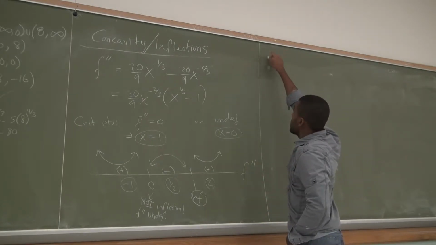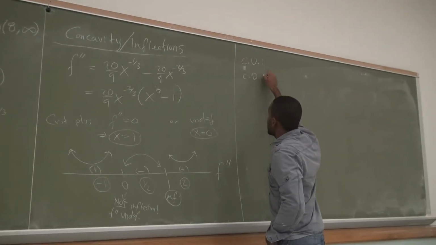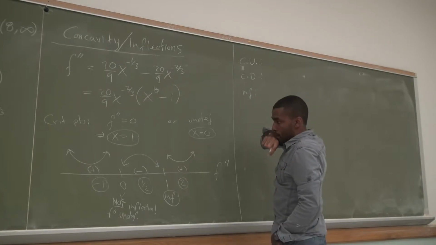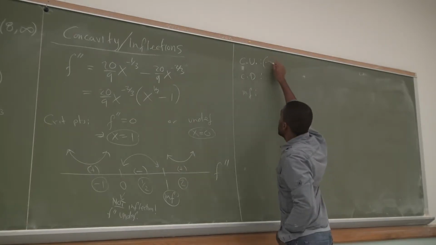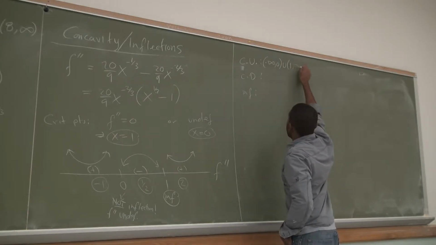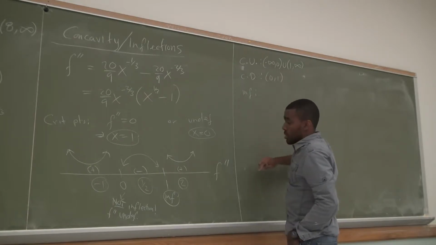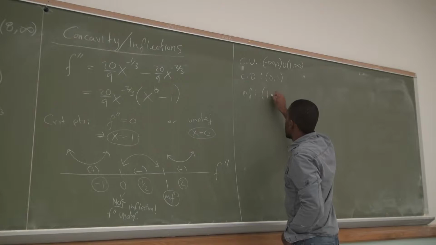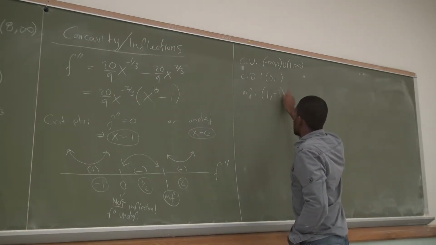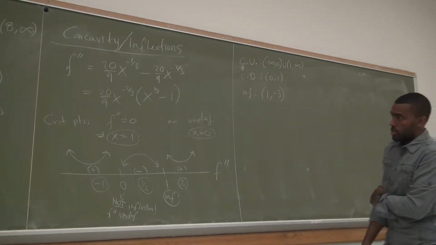So now we're going to list our findings. Where is it concave up? Where is it concave down? Where do we have an inflection? We're concave up on negative infinity to 0. We're concave down between 0 and 1. Inflection point would occur at 1 comma, plug in 1 into the original function, minus 3. Okay, that's all we need.